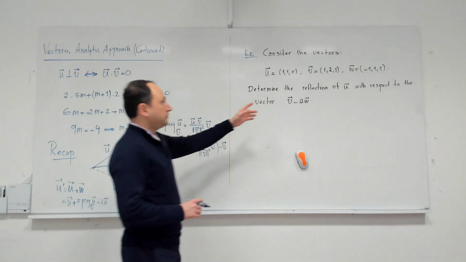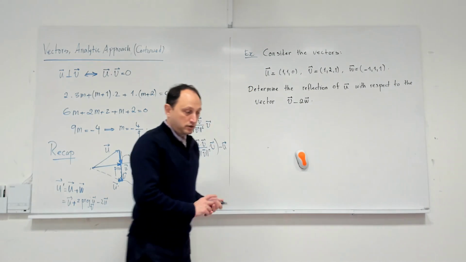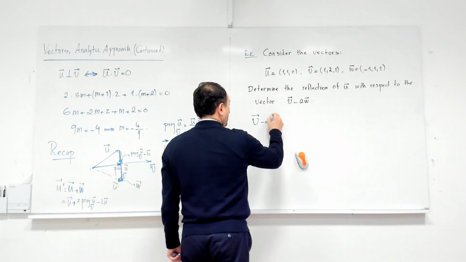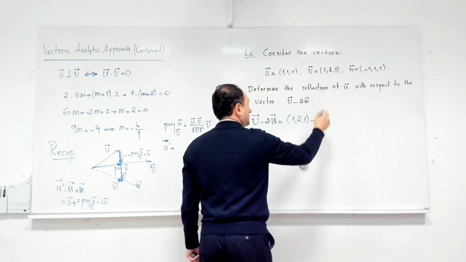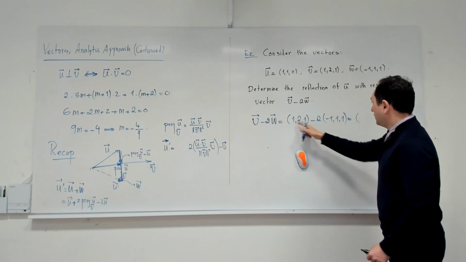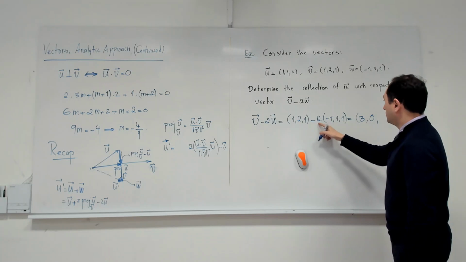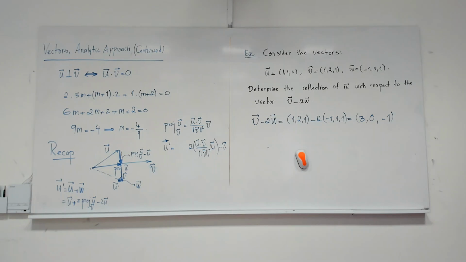I am supposed to reflect this vector with respect to this vector. So the first thing that I have probably to do is to find the components of that vector. So the components of that vector are easy to calculate. So v minus 2w is equal to v, which is 1, 2, and 1, minus 2 times w, which is minus 1, 1, and 1. So let us do it in our head. So 1 plus 2 is 3, 2 minus 2 is 0, and then 1 minus 2 is minus 1. Yeah, and please check my calculation. Yeah? Am I right?